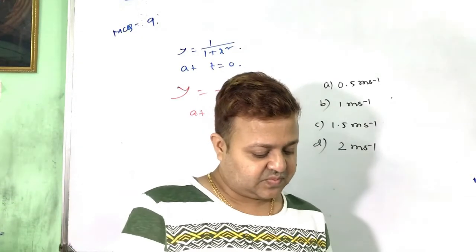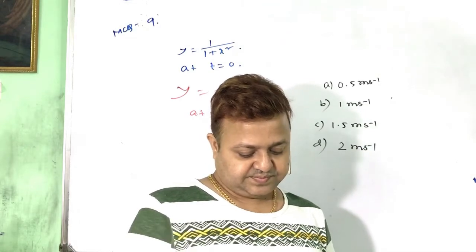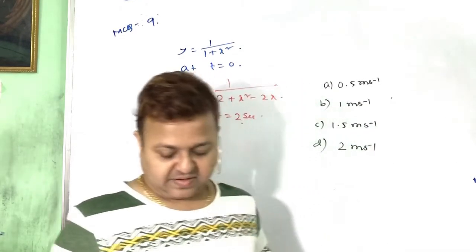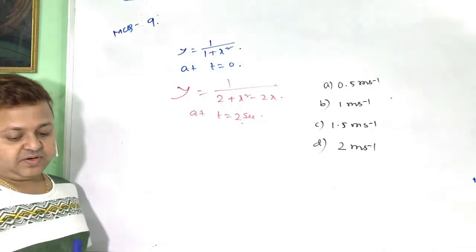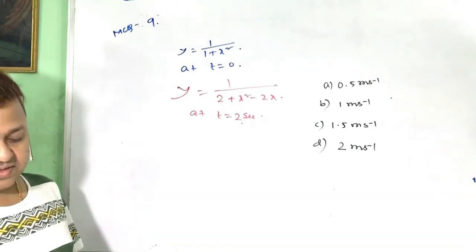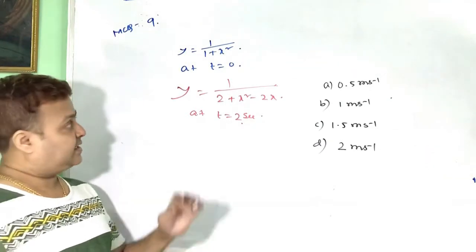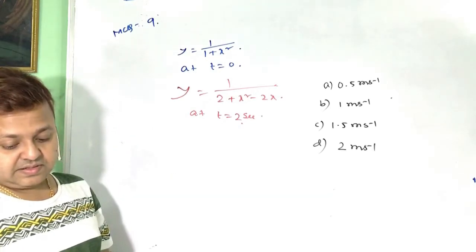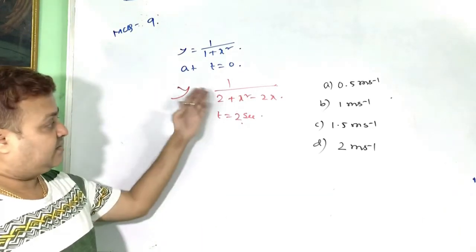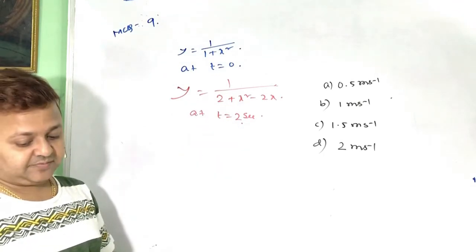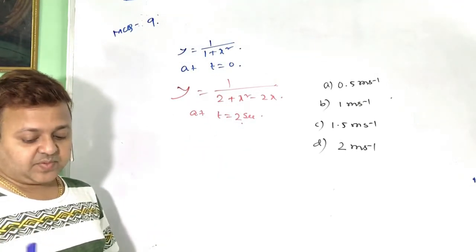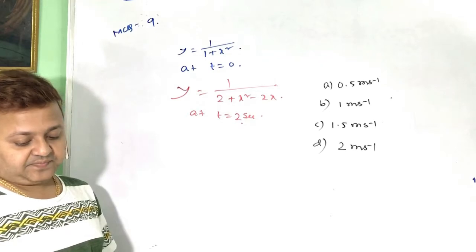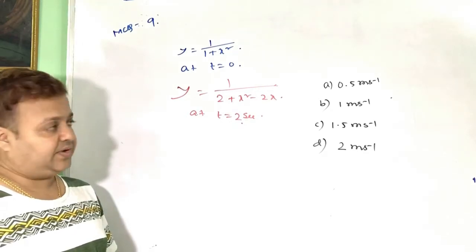Correct, but all same. The amplitude of the wave moving along the positive x-axis is given by this one at t equal to 0 and y equal to this one at t equal to 2 seconds. Assuming that the shape of the wave does not change during propagation, find the speed of the wave.